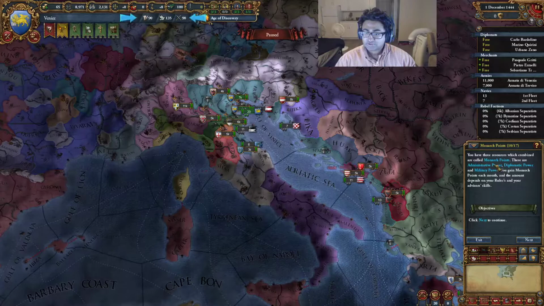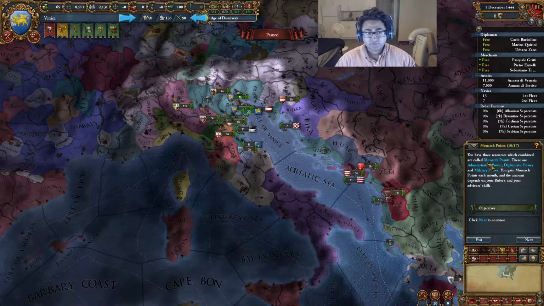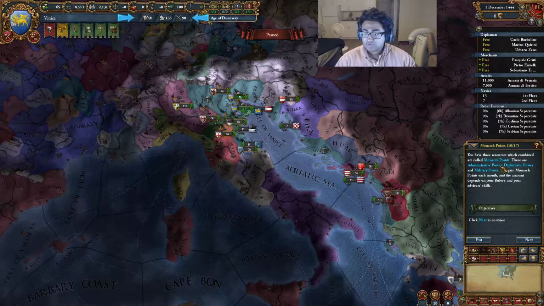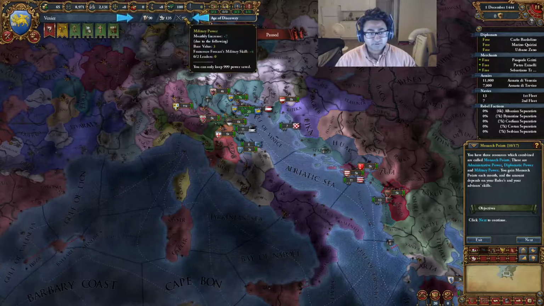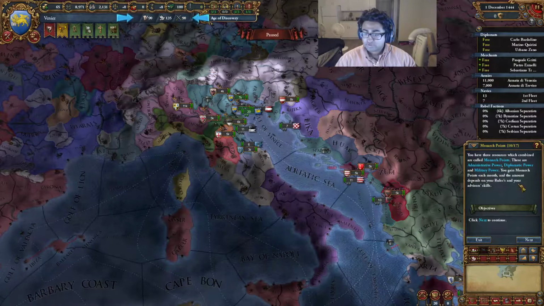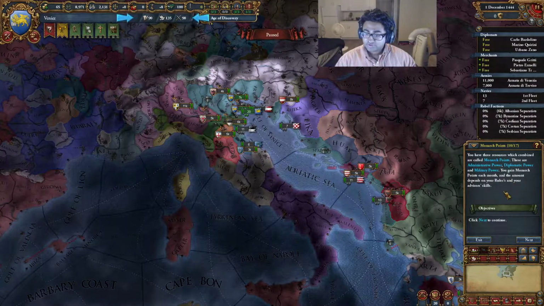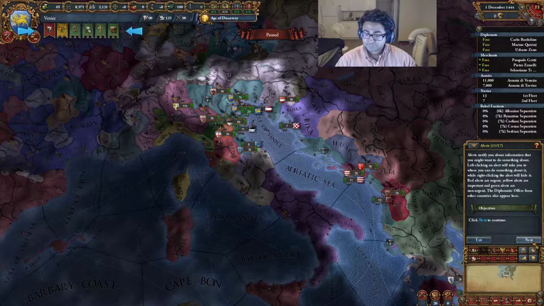You have 3 resources which combined are called monarch points. These are administrative power, diplomatic power, and military power. You gain monarch points each month, and the amount depends on your rulers and your advisor skills.